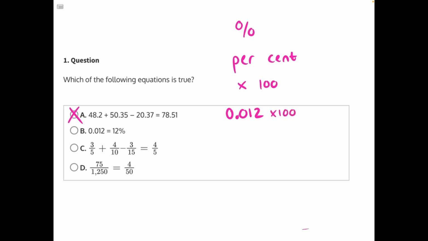And anytime you're multiplying by a multiple of 10, a 10, 100, 1,000, 100,000, you're moving the decimal point the same number of spaces as you have zeros. So if we have 2 zeros in 100, we're moving the decimal point 2 spaces to the right. So that means 0.012 is 1.2%, which does not equal 12%. And thus B is not the correct answer.